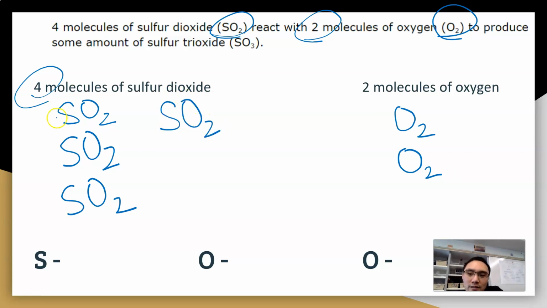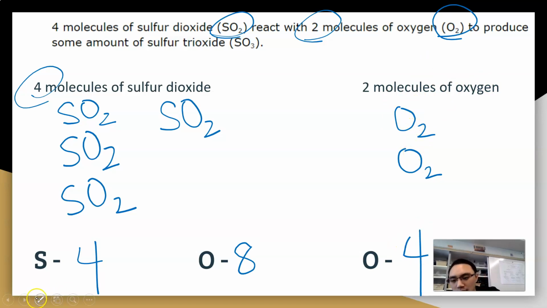If you count the S's, 1, 2, 3, 4. So there's 4 S's there. Okay. Count the oxygens, 2, 4, 6, 8. So on sulfur dioxide, there's 8 there. Okay. And then over here, for every molecule of oxygen, there's 2 atoms of oxygen bonded, so 2, 2 gives you a total of 4.